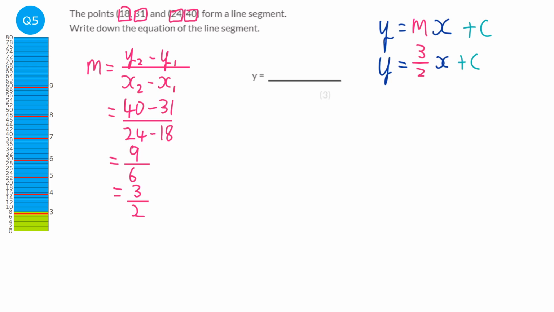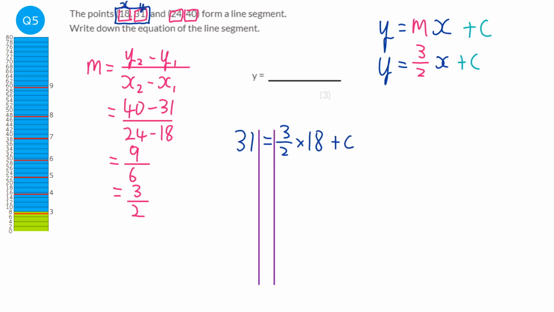So what we can do is have a look at the first coordinate. For the first coordinate we've got an x and y coordinate, so we know what x and y are. I'm going to write out the equation I've just written, but instead of writing y, I'm going to write in 31, and instead of writing x, I'm going to substitute in the 18. So it's going to be 31 equals 3 over 2 times 18 for our first coordinate, plus c. And so all we need to do now is solve it.